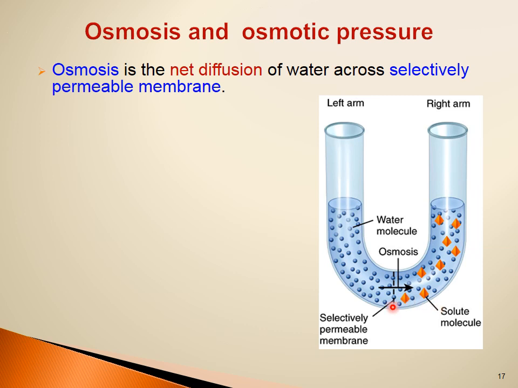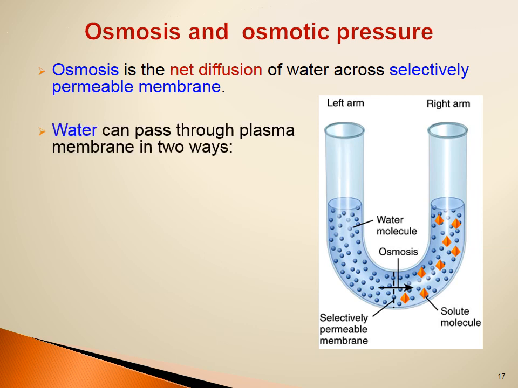If we apply the concept of diffusion, diffusion is the movement of ions or molecules from an area of high concentration to an area of low concentration. So the area of high water concentration is the left arm, and the area of low water concentration is the right arm. So water will move from the left side to the right side across the selectively permeable membrane, and this is osmosis.